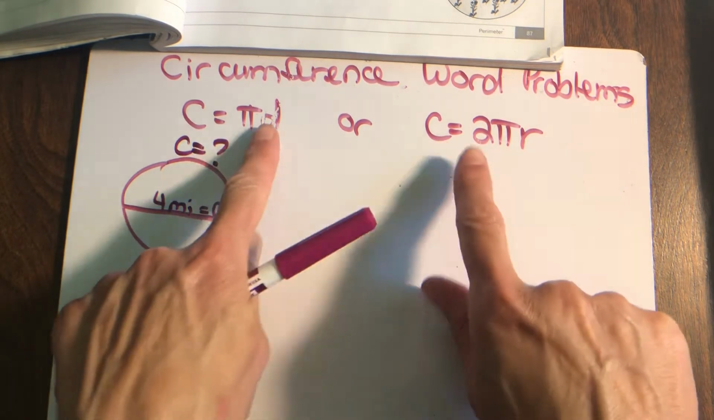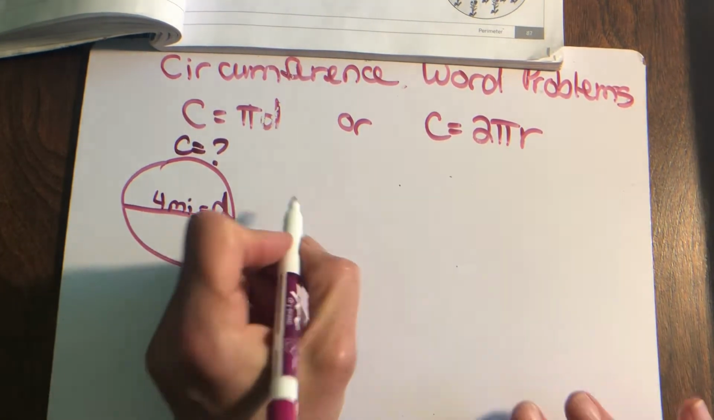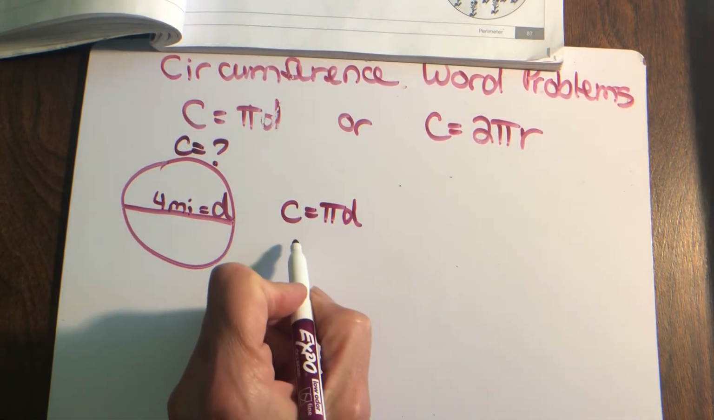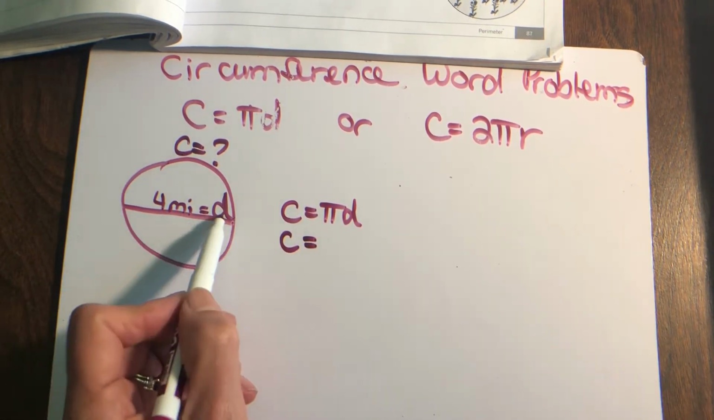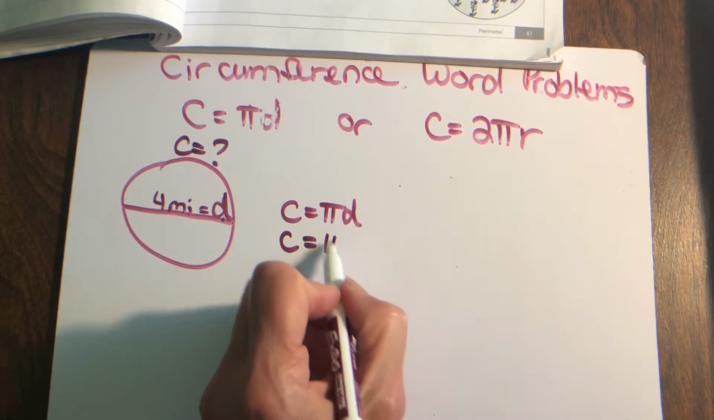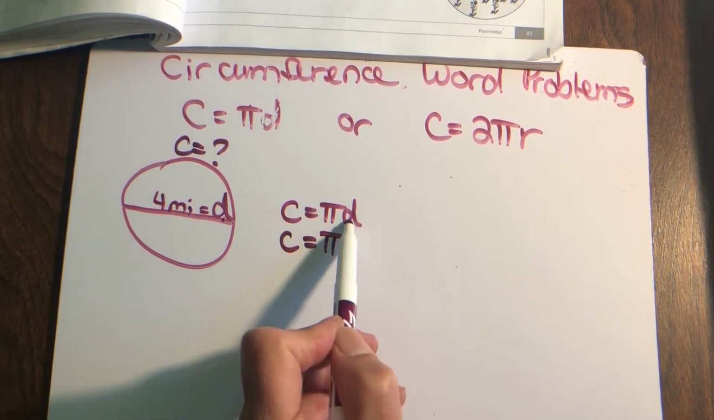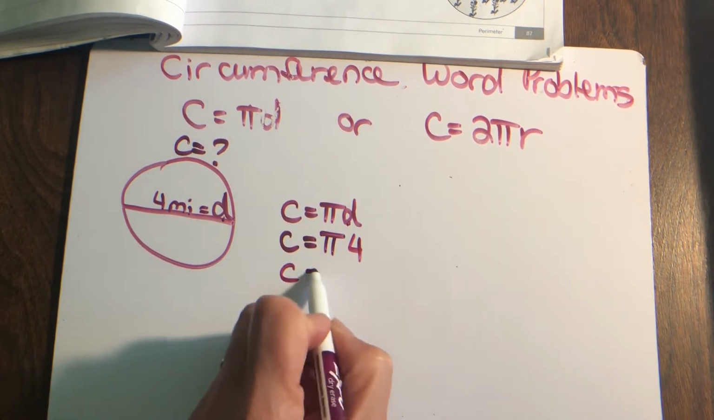Now, which choice do you want? Hopefully you're going for this one over here on the left. Write the formula. Yes, write it again. Now start filling it in. Do you have a number for C? No, leave it in. Do you have a number for pi? Well, pi just stays in because it is a symbol for a constant. And we know the number for that. Do you have a number for D? Yes, it's 4.